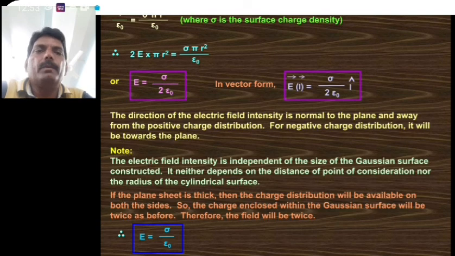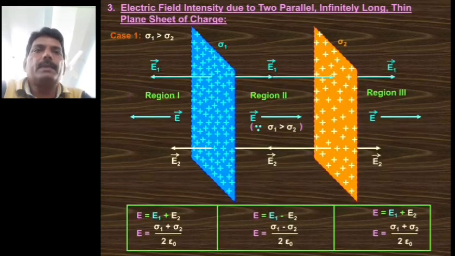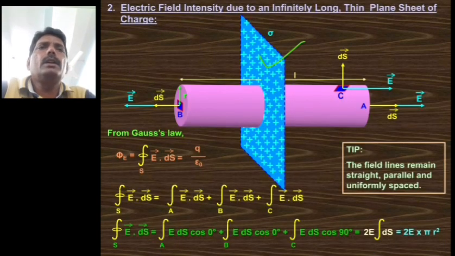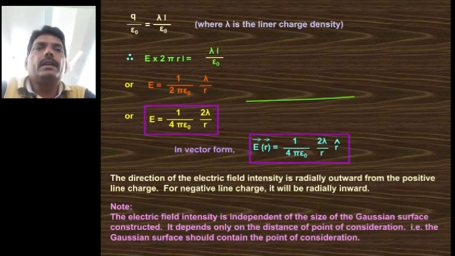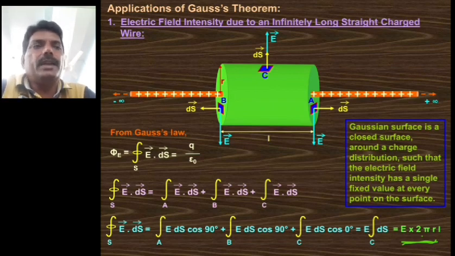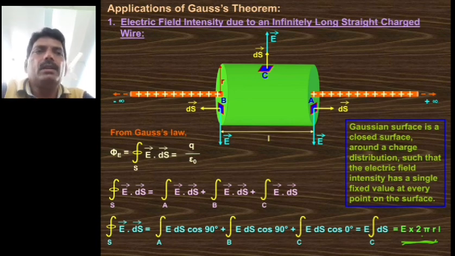So student, I hope you understood this concept of the electric field intensity due to an infinitely long thin plane sheet of charge, and the electric field due to an infinitely long straight charge wire. These two concepts are very important. Please go through this once again, and I hope you have understood this topic, how to use the Gaussian surface, etc. The remaining part we will discuss in the next period. Till then, please go through this part once again, and if you have any doubt, we will discuss in the next class. Thank you very much.